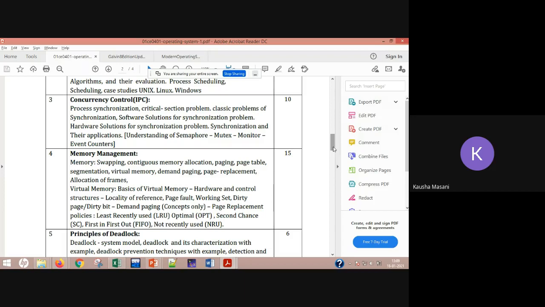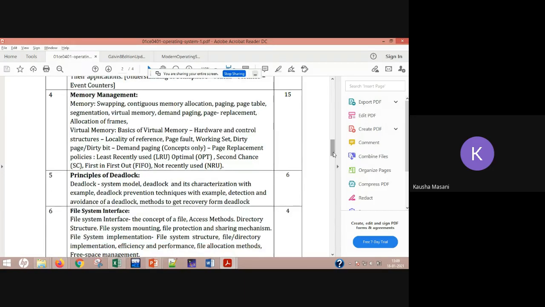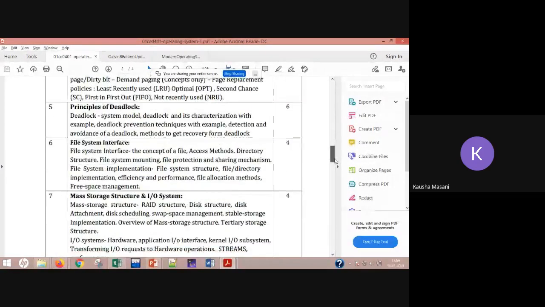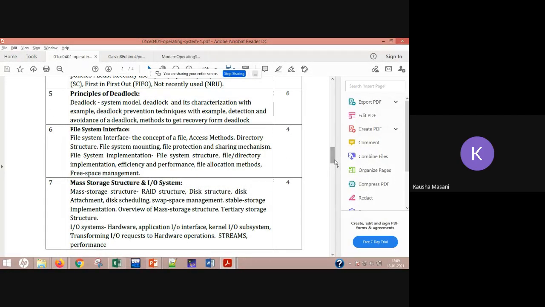Then there is memory management, one whole unit about how your OS is responsible for managing your memory: assigning the memory, deallocating, allocating. All that is in this unit. Then there is the principle of deadlock. What is deadlock? How to identify that this can be a deadlock? How to come out of that deadlock? All those things are here. That is unit number 5.